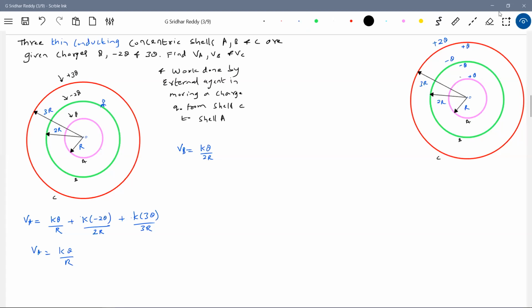sir, in A, you said that we should not electric. Okay, it's electric field. We are calculating potential. Yes, sir. Potential superposition. Yes, sir. Yes, sir. Thank you. Yeah.